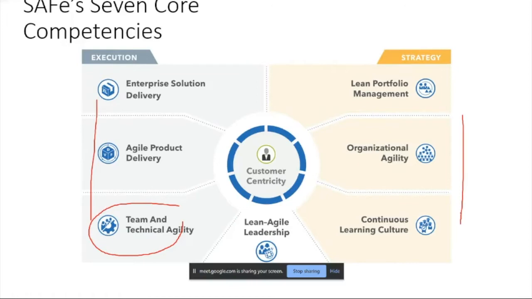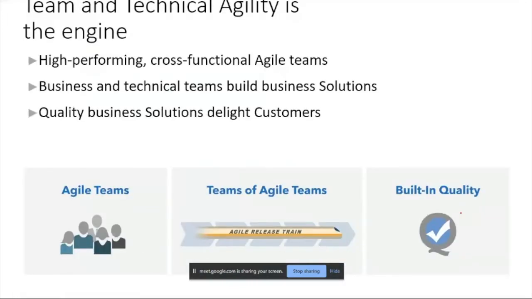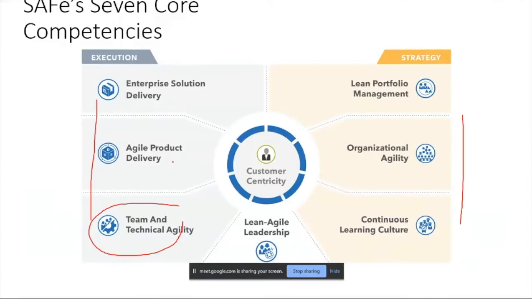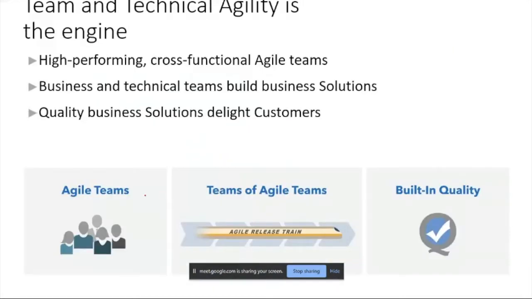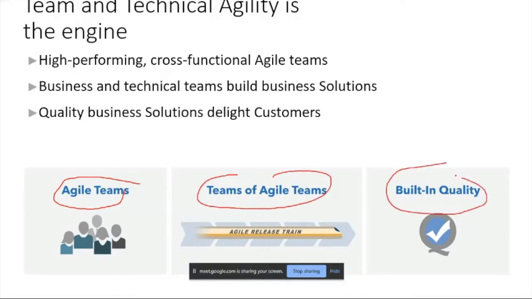So I'll go with this. Anytime you see this, the 1, 2, 3, 4, 5, 6, 7, those are the competencies, and each competency has 3 dimensions, right? That's why it's called 7 competencies and 21 dimensions. And I will also briefly go over each dimension as well.